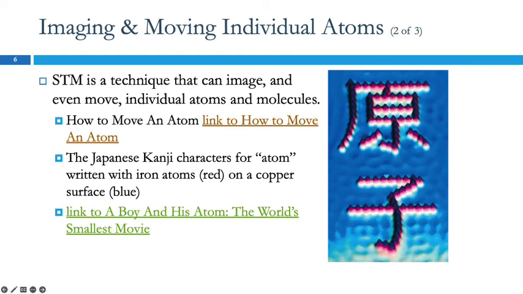So this is a picture made using that technique of moving the atoms. They've taken some iron atoms, those are the ones that are kind of reddish purple here, on a copper surface, and they've arranged them in the shape of the Japanese kanji characters for atom.